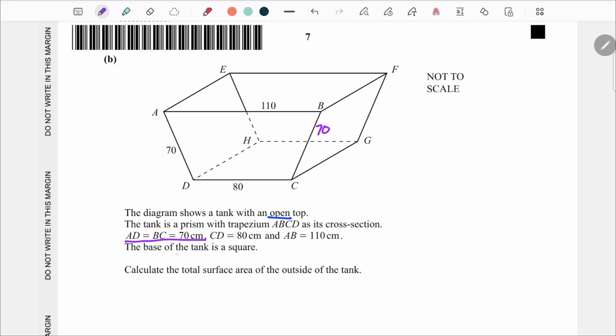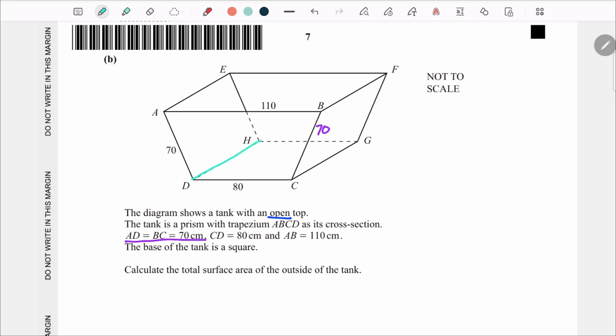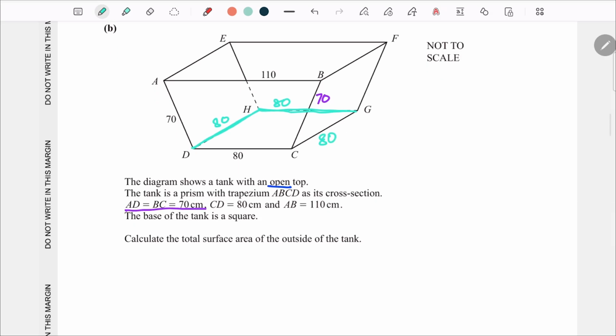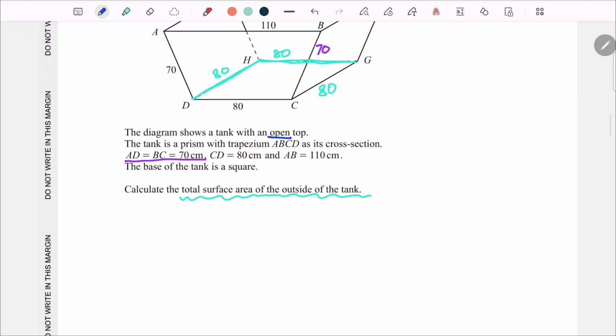The base of the tank is a square. Now this base is a square, which means that this DH is also going to be 80. This HG is also going to be 80, and CG is going to be 80. Now the question is asking us to calculate the total surface area of the outside of the tank. So first I'm going to find the area of the base.